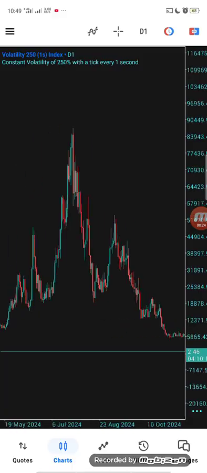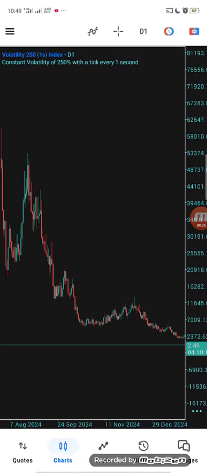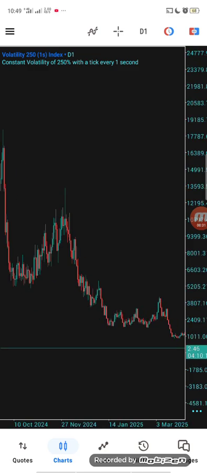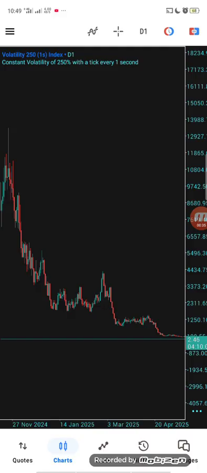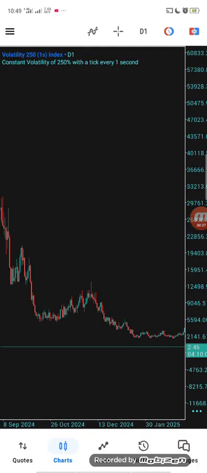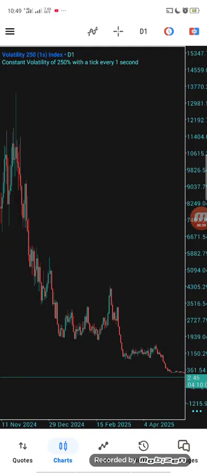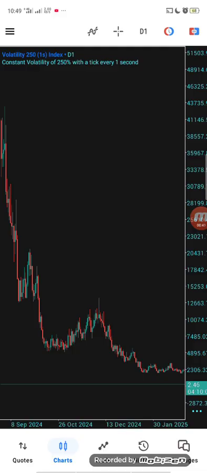So we have a pair here. It's the Volatility 25 1s index in the D1 time frame. I love these higher time frames because they have weight. They're not like the lower time frames. If you're a scalper, you can use the lower time frames, but if you're a day trader and especially a swing trader, you'll use these higher time frames.